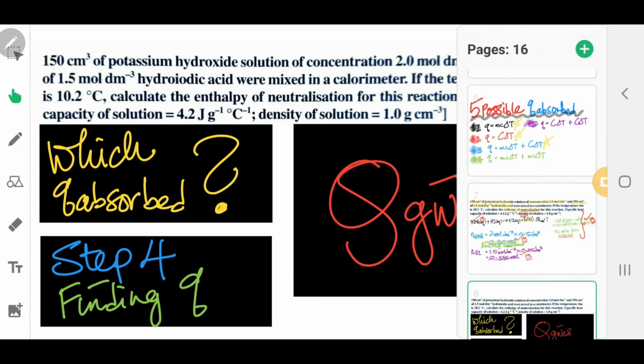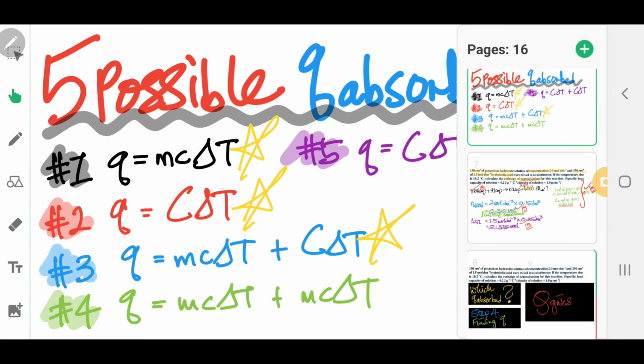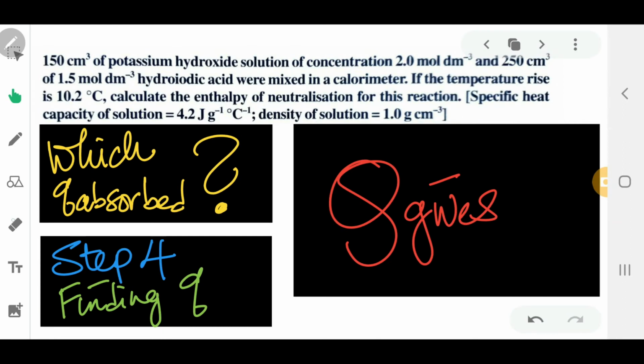Remember, when we talked about the 5 possibilities, we have possibility number 1, 2, 3, 4, and 5. Which one of these possibilities will be used for this question over here? The trick that we're going to apply is to read the question and find out what clue or clues are given to you for you to be able to identify which Q absorb you need to use.